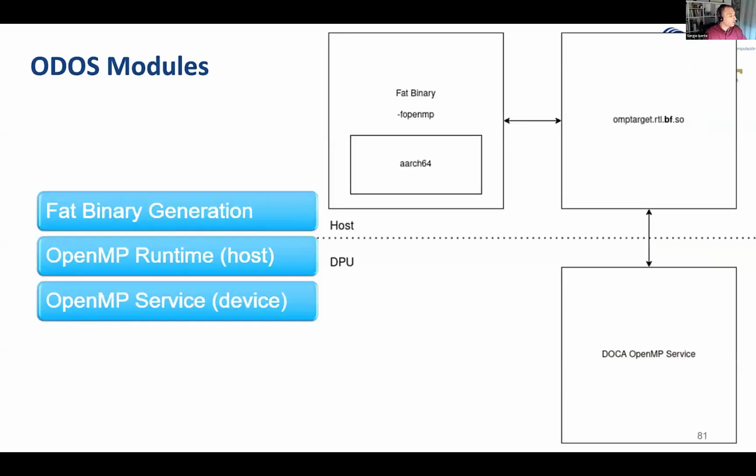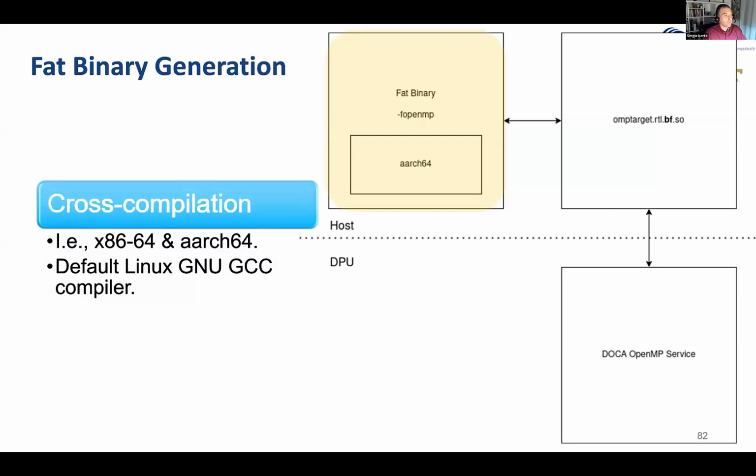ODOS is composed of 3 modules: the fat binary generation, the OpenMP runtime in the host, and the OpenMP service in the device. For the fat binary generation, we need to cross-compile because BlueFields are ARM architecture, and we can have it in an x86 host. So using the default Linux GNU GCC compiler, we can compile the binaries for those architectures and gather them in a fat binary.